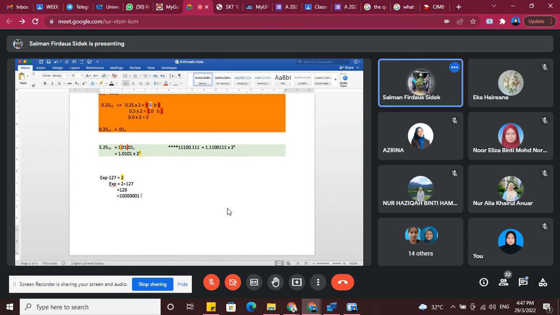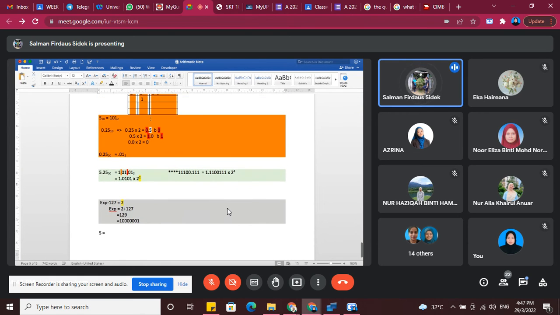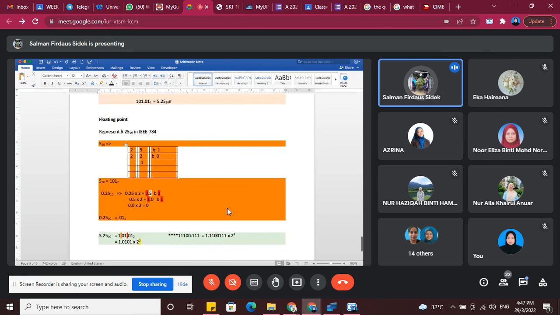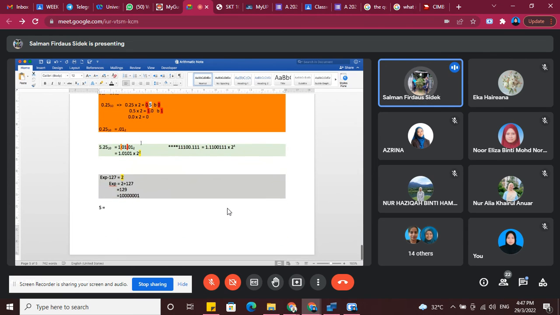Okay, this is 129. This is the exponent value. What color should I put? Gray. And then we need to find out the sign. The sign for this question. Sign is standard. Nobody knows whether it is positive or negative. If the number is positive like this, 5.25, so the sign is 0.